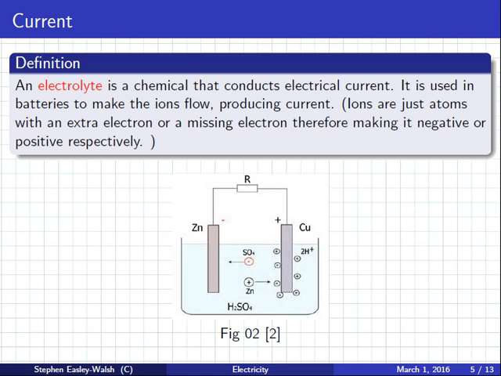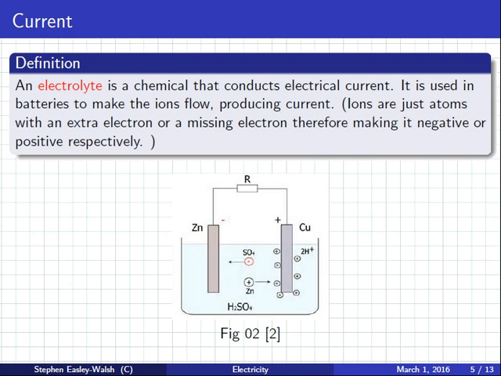Now, I won't really talk about this picture, because this isn't really on our physics course. In some ways this is nearer to chemistry than it is to physics. Do you do this in Lorraine's chemistry? Have you done it? No, but you remember doing it in chemistry? Yeah. So just the first sentence here is enough. An electrolyte is a chemical that conducts electrical current. It's used in batteries to make the ions flow, producing current. Got it? Yep, great. Okay.